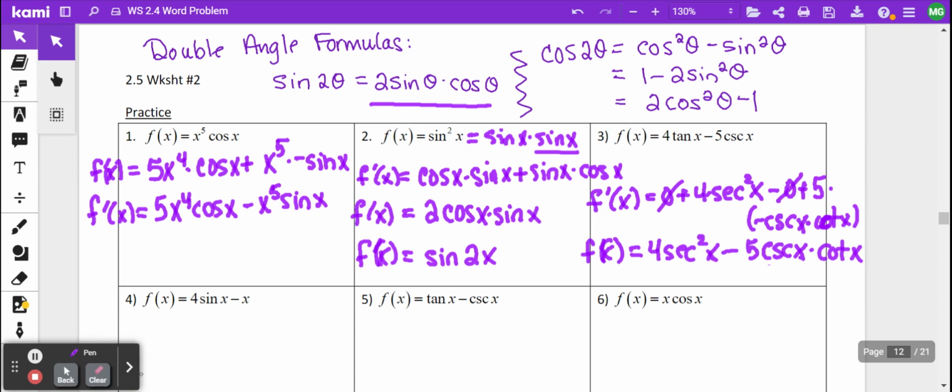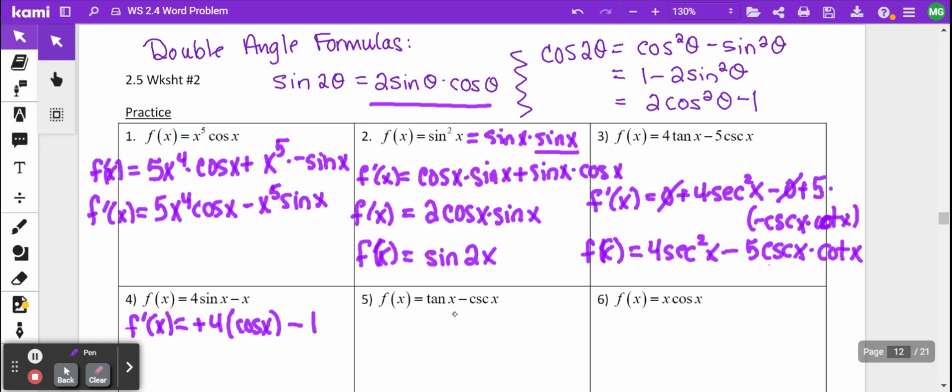Okay, so let's go ahead and try the next one. We have 4 times the sine of x minus x. So we will take the derivative of the first term, which would be 0 times the sine of x, so that's 0, plus 4 times the derivative of sine. And remember, the derivative of sine of x is cosine of x, minus the derivative of x, which is 1. That's it. All simplified, nothing left to do.